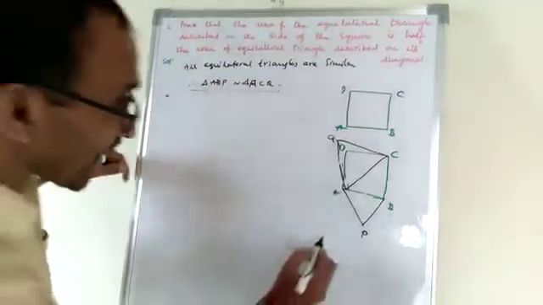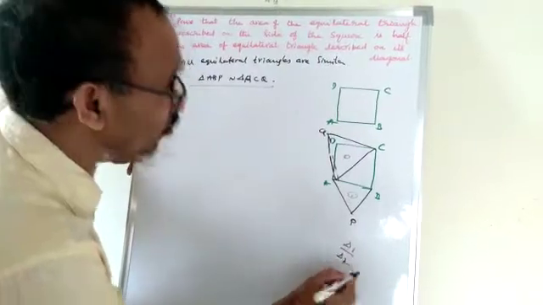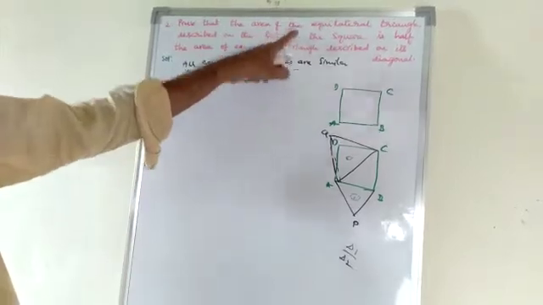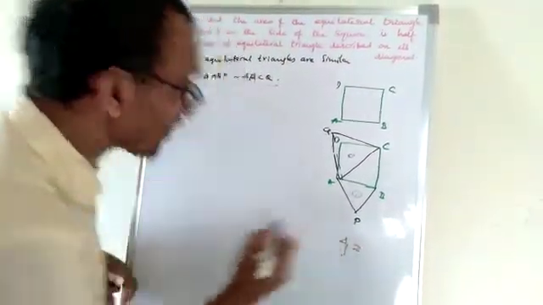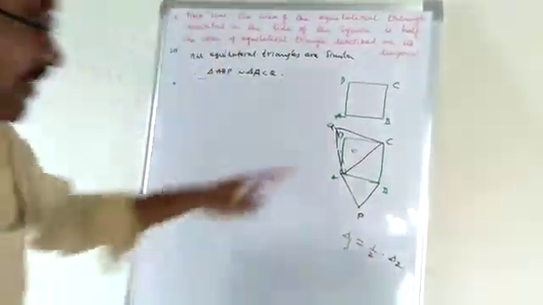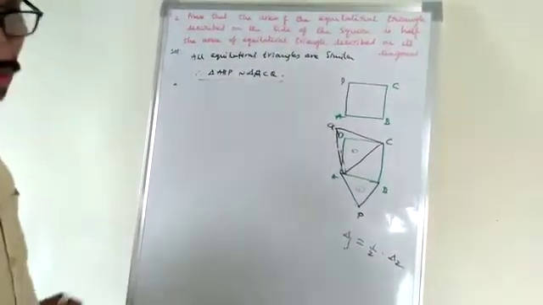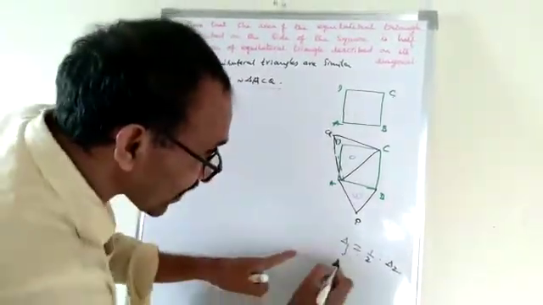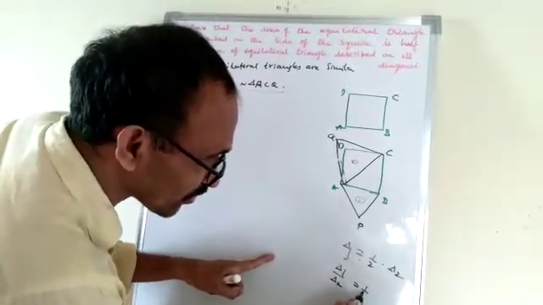Area of equilateral triangle, this is 1 and this is 2. Triangle 1 by triangle 2. The area of the equilateral triangle described on the side of the square, triangle 1, is equal to half of the area of triangle 2. That is the rule. Triangle 1 is equal to half into triangle 2. It is enough to prove that triangle 1 by triangle 2 is equal to half.